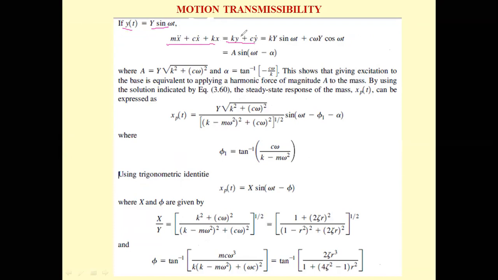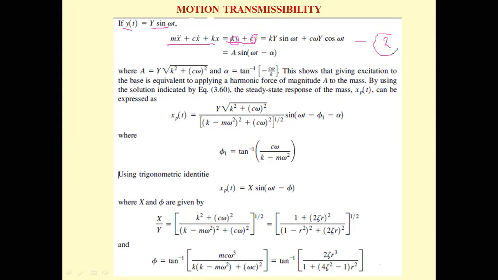Now put the values of y and y dot in this equation. What is the value of y? y is equal to capital Y sine of omega t. So k into capital Y sine of omega t plus, what is the value of y dot? The derivative of sine is cos of omega t into omega, so Y omega cos of omega t. So c omega Y cos of omega t. This is your equation number 2.